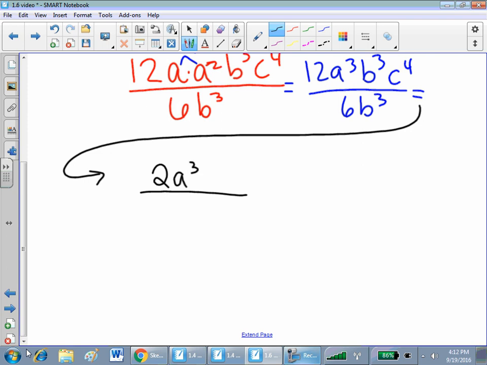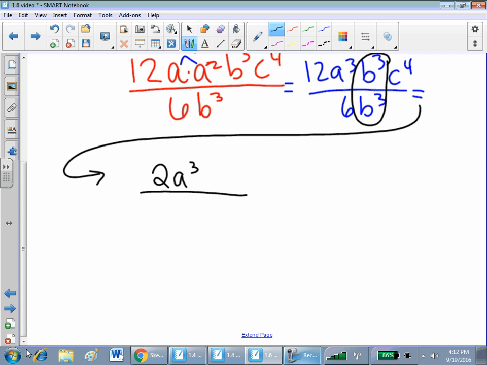B cubed and B cubed. We just talked about this. When we divide something by itself, we get 1. So you may be asking yourself, where do I put the 1? Do I put it on the top? Do I put it on the bottom? Well, in this case, it doesn't actually matter.